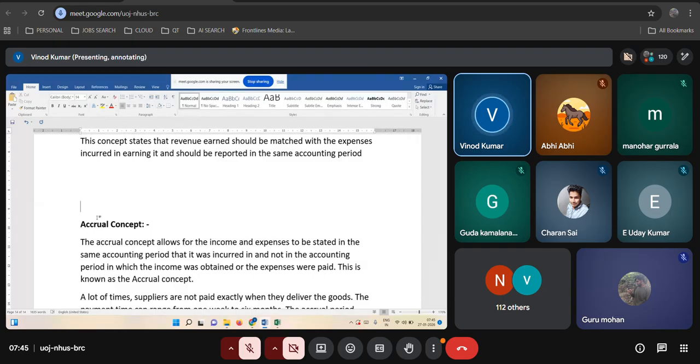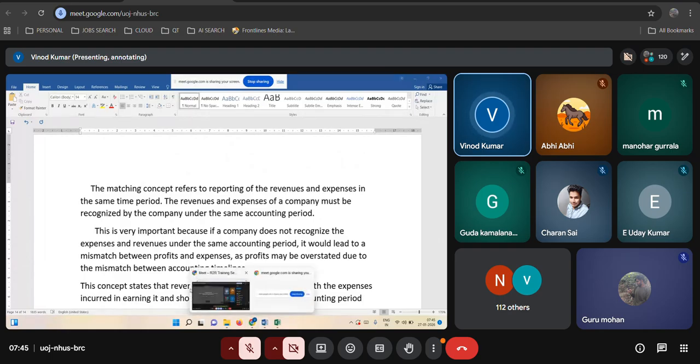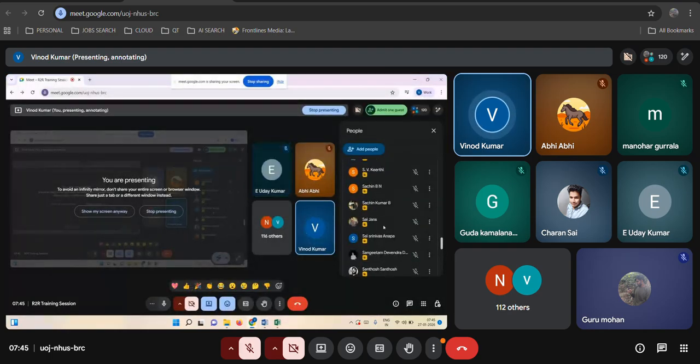So what does this matching concept say, guys? We need to match the revenue and expenses in the same accounting period to match the profit, guys. So that is called the matching concept in accounting.